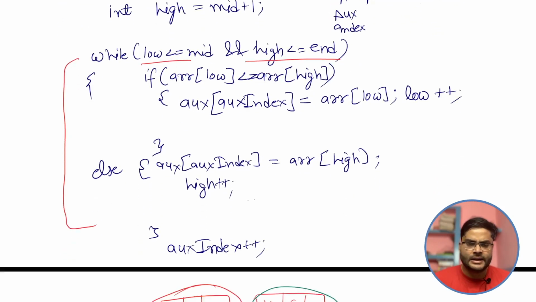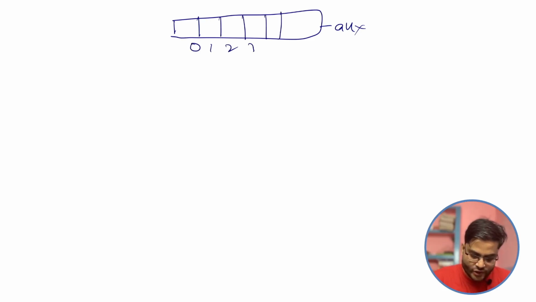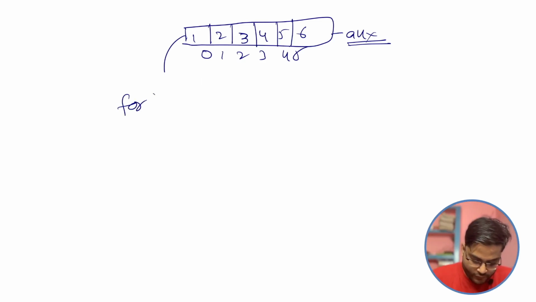So we have handled the conditions. Now this is my auxiliary array, and it stores the elements in sorted order, let's say 1, 2, 3, 4, 5, 6. But I want to sort my original array, so I will move these elements into my original array. So I will take a for loop, int i equals to, now what will be my starting index, which is passed to the merge algorithm.